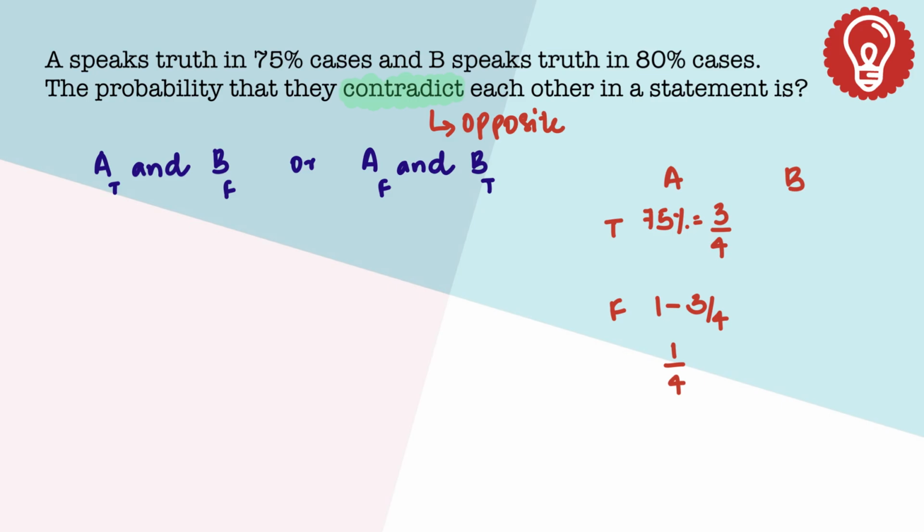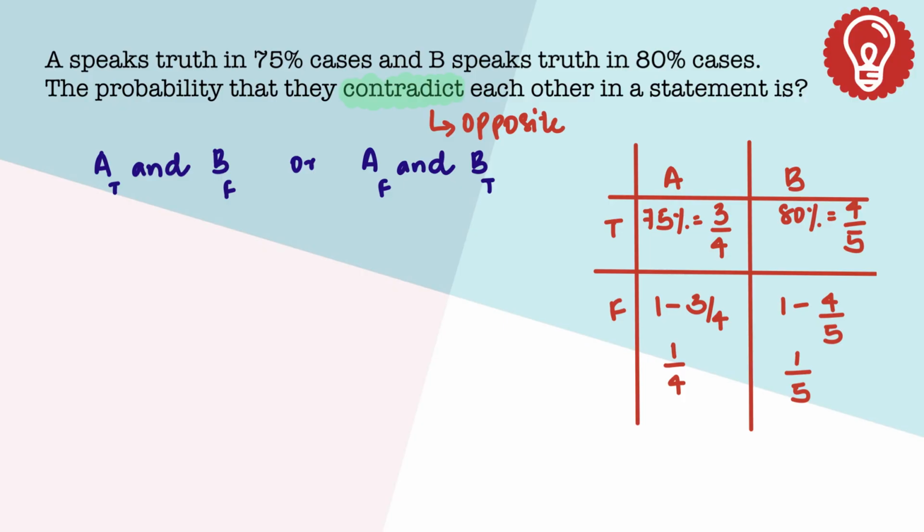Similarly, B is speaking truth in 80% of cases. 80% we can write as 80 by 100, that is 4 by 5. So 4 times out of 5 times B is speaking truth. The remaining 1 time, as in 1 minus 4 by 5, out of 5 times B is lying. Now again, not just in the previous question, all throughout probability and permutations and combinations, you need to know that AND means multiplication and OR means addition.